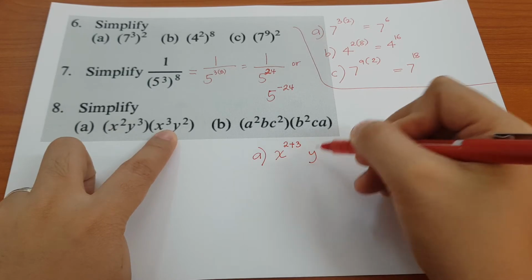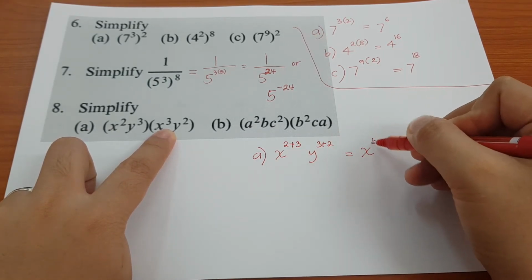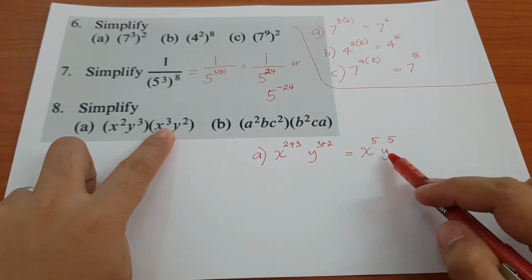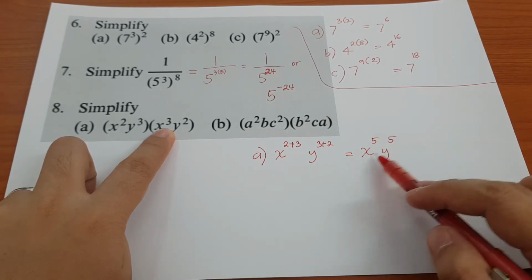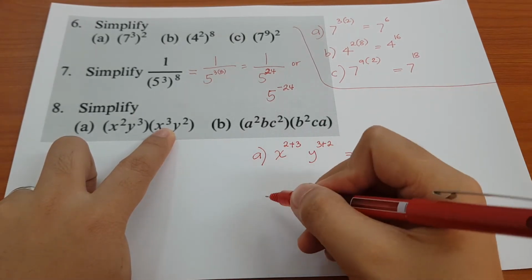And then all y's together. So this will be x power 5, y power 5. Now remember, these are different bases, so we cannot simplify this even more. So this will be your final answer.